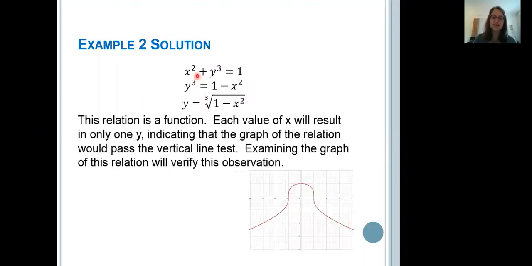Let's look at x squared plus y to the third equals 1. Again, we're going to isolate y. This is how we're going to test to see if a relation represents a function. Isolate the y to the third, take the cubed root, and we get y equals the cubed root of 1 minus x squared. We didn't have to take a positive and negative root. There's no question. There's only one root. This relation is a function. It does represent y as a function of x.